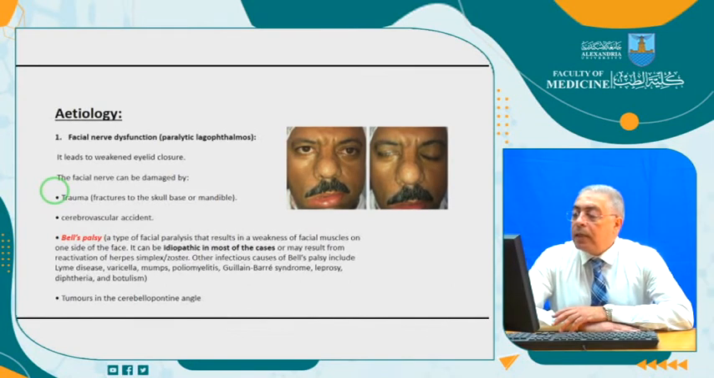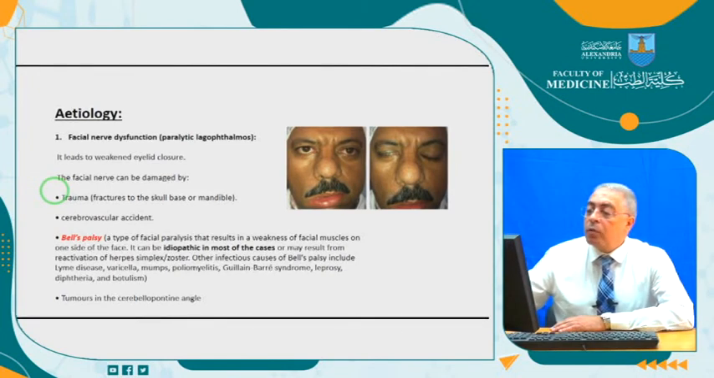Bell's palsy is idiopathic. In most cases, 75% of cases of facial palsy are due to Bell's palsy. Mostly it's temporary, remaining for a few weeks, then resolving gradually. Sometimes tumors can cause facial nerve dysfunction. This is another example of facial palsy. As you can see, the patient cannot close his eyes properly, incomplete closure of the eyelids.